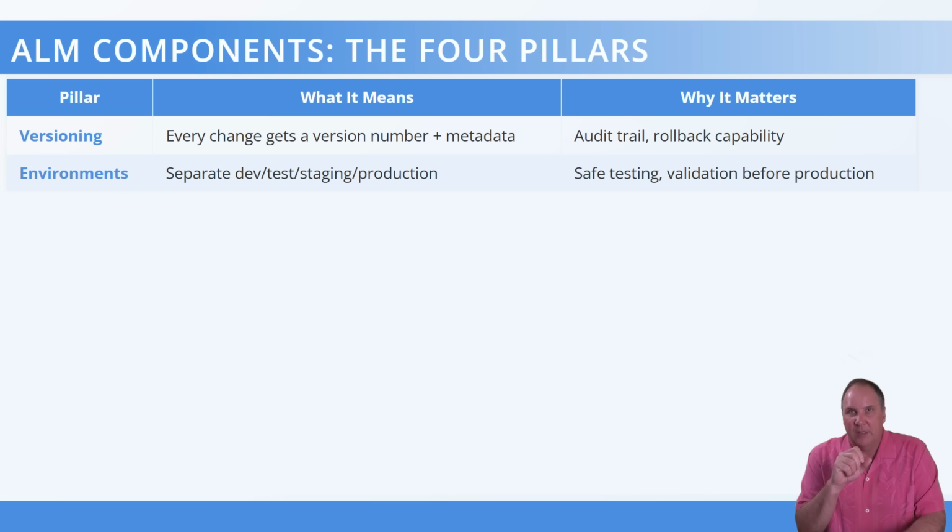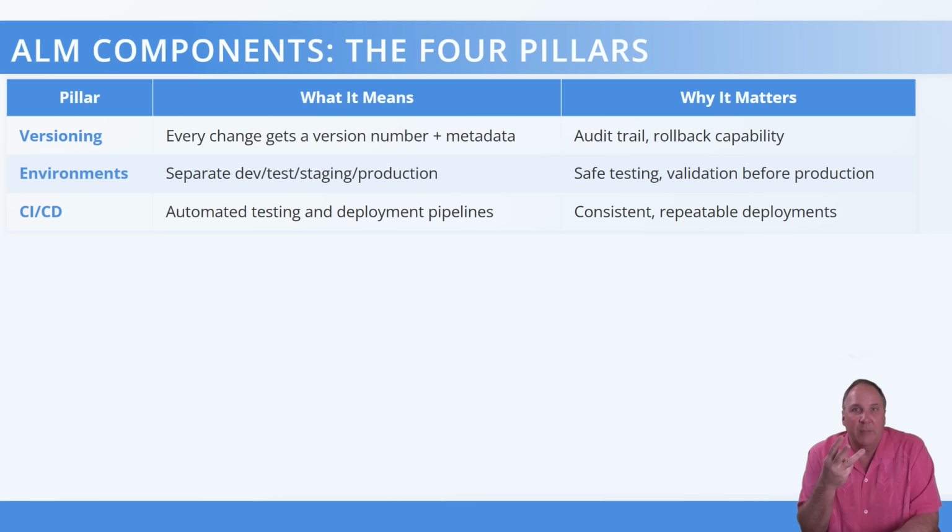Second, environments. Development, test, staging, production. You never test in production, ever. You test in staging, which is a mirror of production. Only when tests pass in staging do you promote to production. Each environment has different configurations. Dev might use test APIs. Production uses real APIs with real credentials. Copilot Studio lets you manage separate solutions per environment. Foundry has different deployment slots. Azure DevOps and GitHub Actions orchestrate promotion between environments.